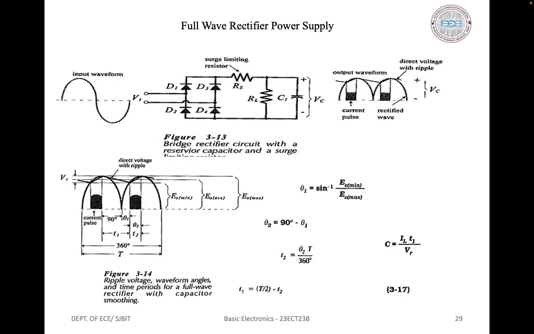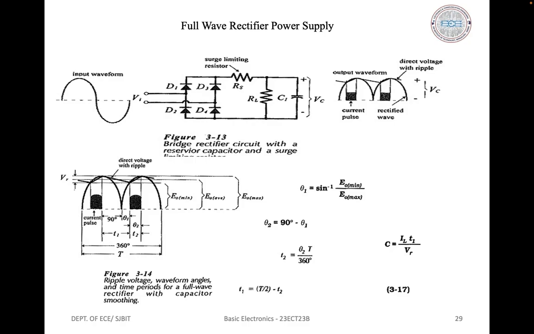Like half wave rectifiers, full wave rectifiers require filter circuits in order to convert the output waveform to direct voltage. Figure shows a full wave rectifier circuit with a reservoir capacitor and a surge limiting resistor. These components operate exactly as explained for the half wave rectifier circuit with a few important exceptions.